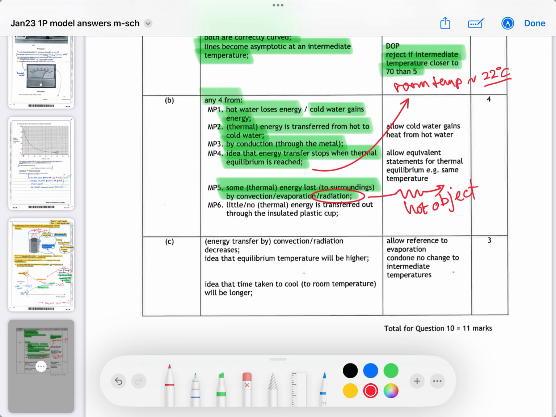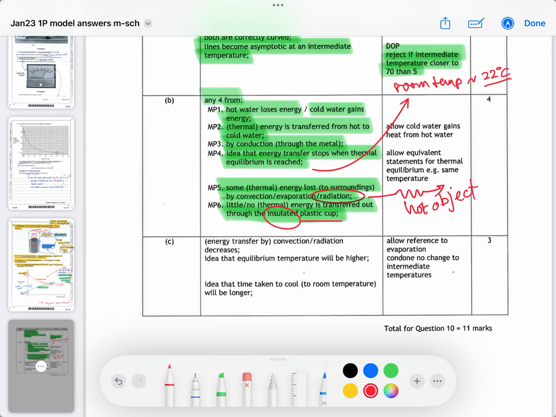Okay, so radiation is a constant exchange of electromagnetic energy between objects, solids, liquids and gases, doesn't matter what state you're in. And then little or no thermal energy is transferred out through the plastic cup. Why? Because a plastic is a good insulator. Okay, so this is an extra point that they're accepting, that the plastic cup is actually reducing the energy transferred to the surroundings. Okay, so most of the energy transfer will be from the top.